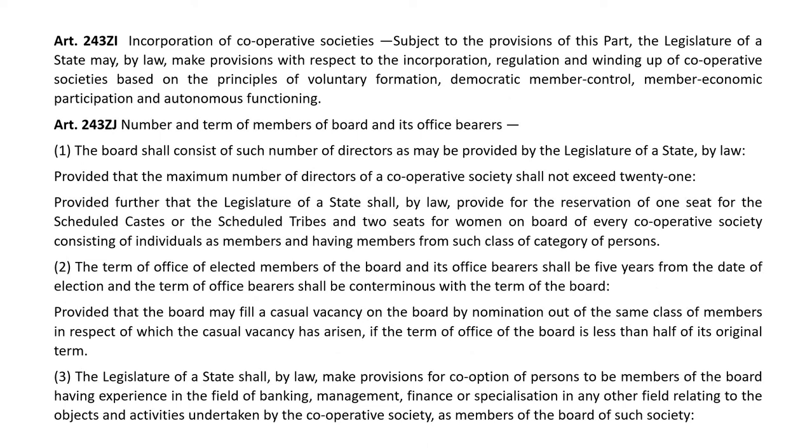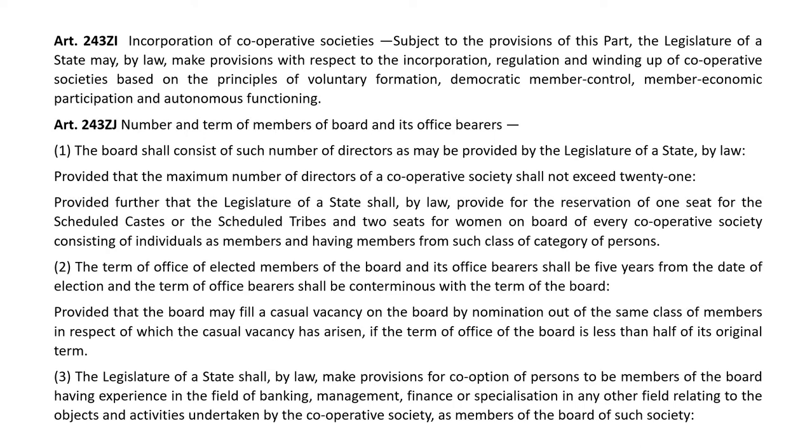Article 243 ZI. Incorporation of cooperative societies. Subject to the provisions of this part, the legislature of a state may by law make provisions with respect to the incorporation, regulation and winding up of cooperative societies based on the principles of voluntary formation, democratic member control, member economic participation and autonomous functioning. Article 243 ZJ. Number and term of members of board and its office bearers.